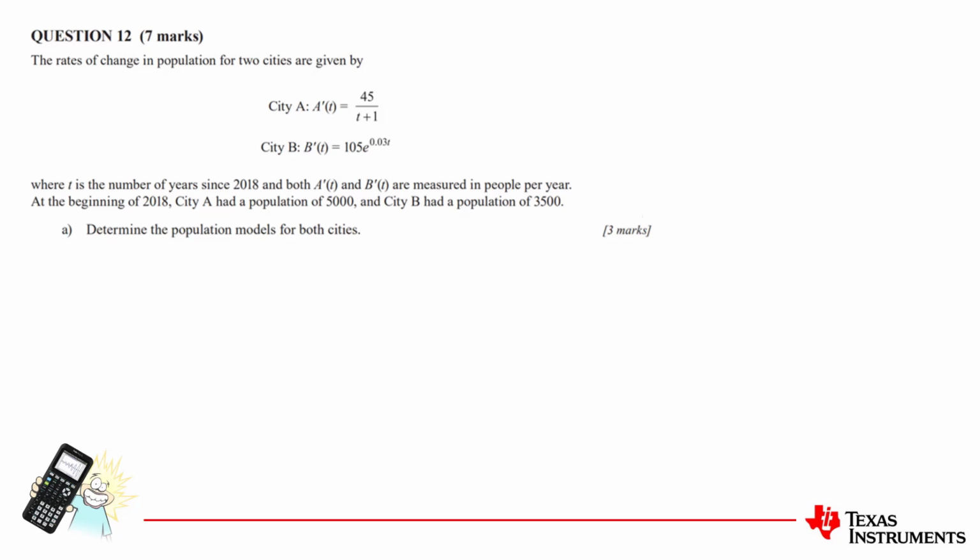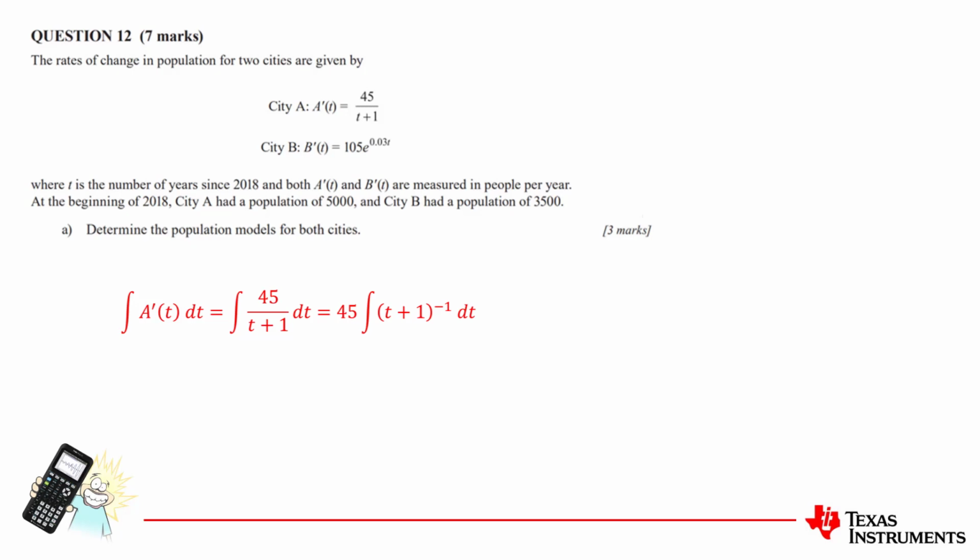The first part of this question wants us to determine the population model for both cities. If I take city A, and I've already done the algebra here, when we're going from a rate of change in a population back to finding the population, we're looking at the integral of that rate of change. So my integral of A dash of t dt is equal to, I can take out that 45 as a constant, 45 times the integral of (t plus 1) to the power of -1 dt.